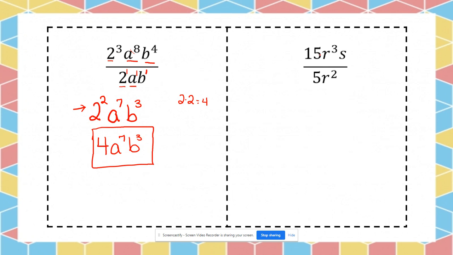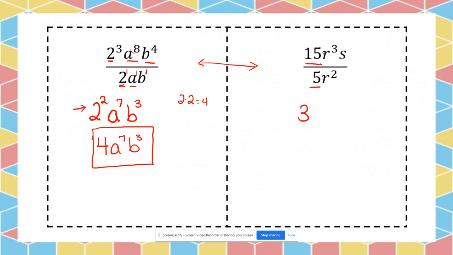And finally, we have 15r to the third s over 5r to the second. You'll notice the difference between these two problems is that in my first problem, my whole numbers had the same base. So I would subtract their exponents. In this problem, my whole numbers have different bases. But because they do not have exponents, I'm just going to go ahead and divide them. So I'll do 15 divided by 5, which gives me 3.